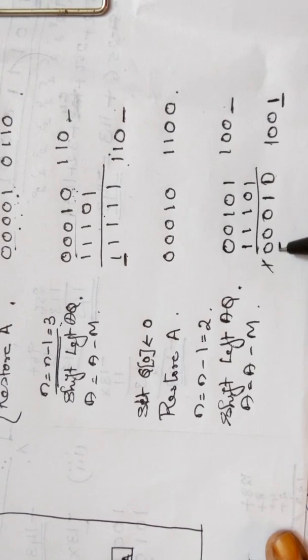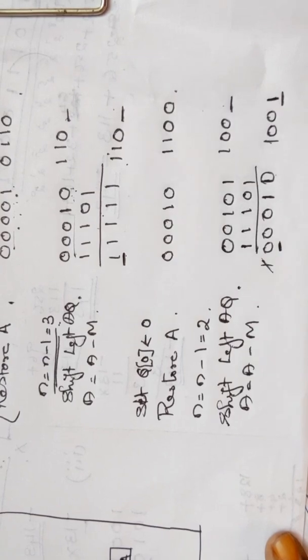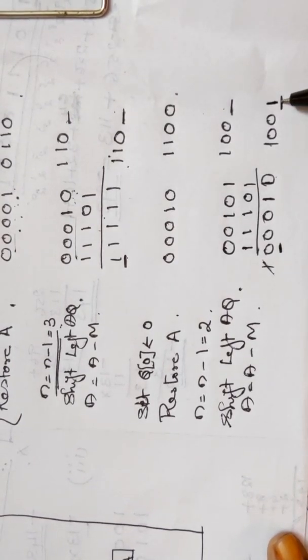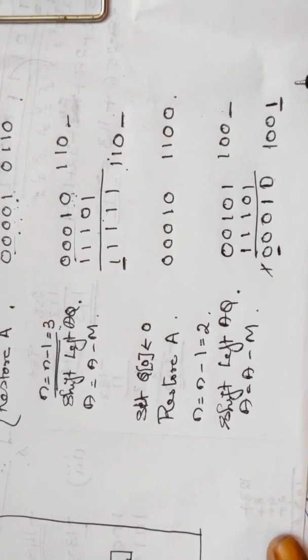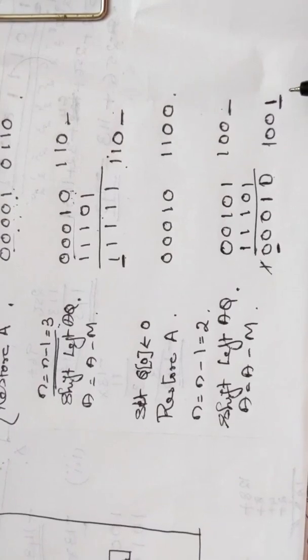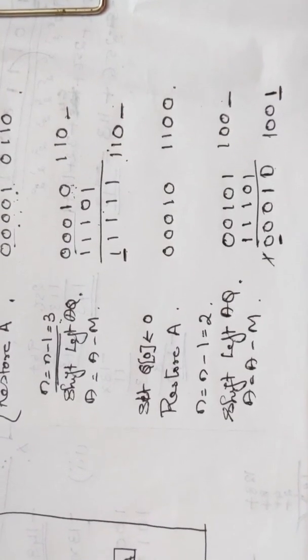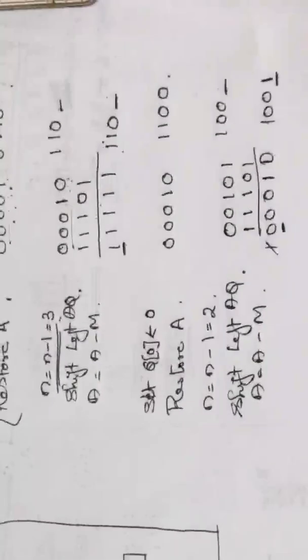Now again you will be checking the nth bit of the A register, and this is 0. So if the value is 0, you have to set the Q0 bit as 1. Okay, so this you can remember with the help of a flow chart.